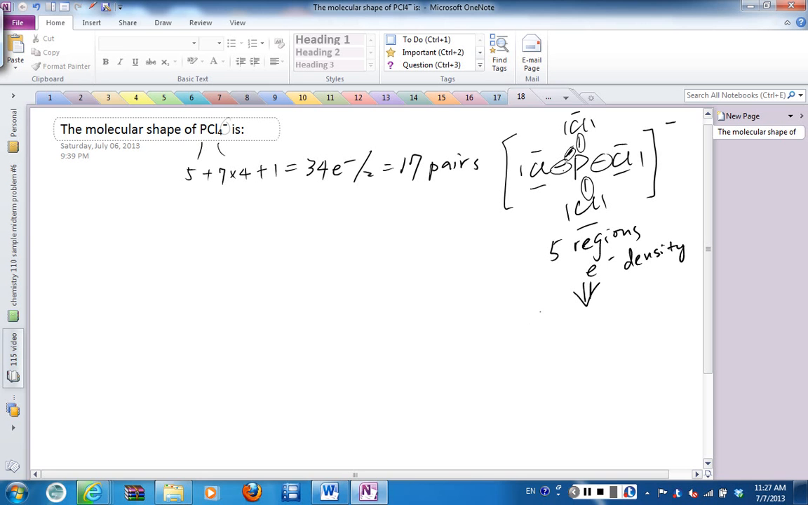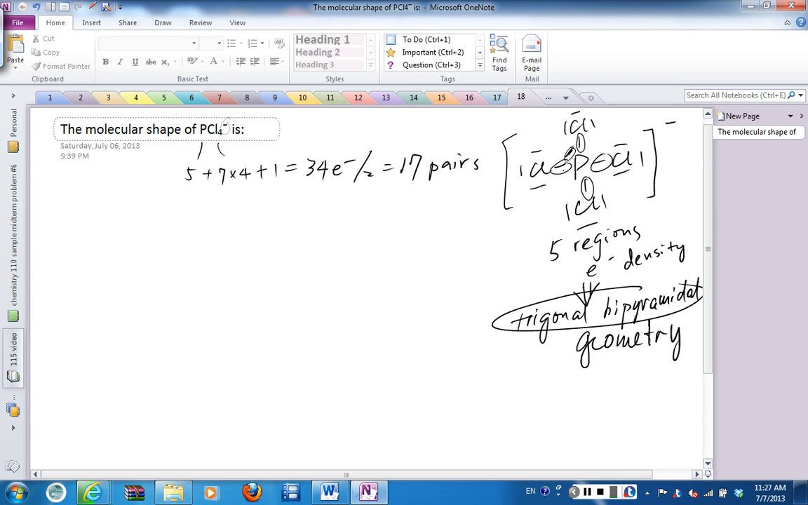And 5 regions of electron density means, geometry-wise, we're talking about trigonal bipyramidal geometry. Okay, but that's geometry, that's not shape. If you have 5 bonds, then it's trigonal bipyramidal geometry and trigonal bipyramidal shape. We don't have 5 bonds.